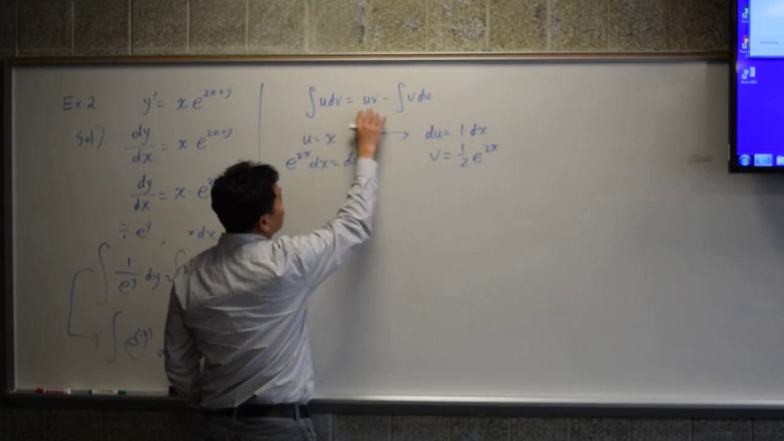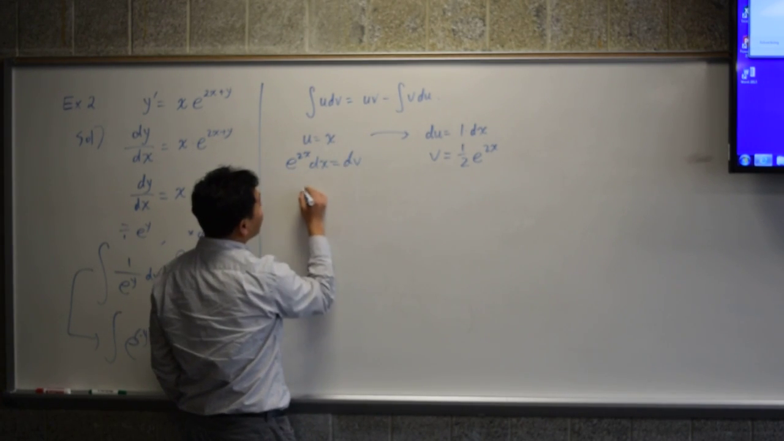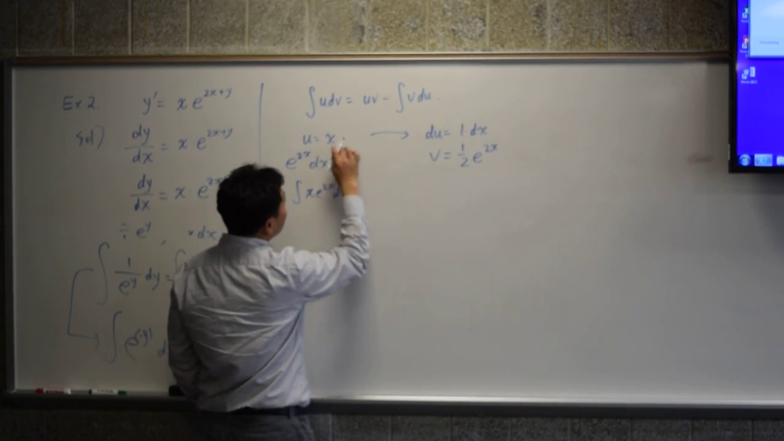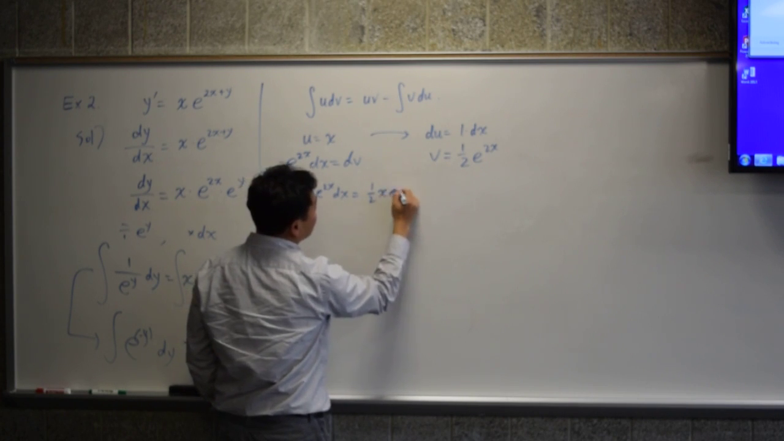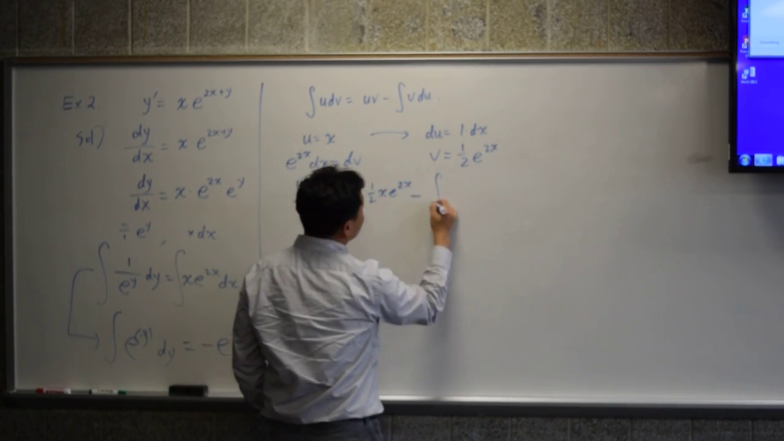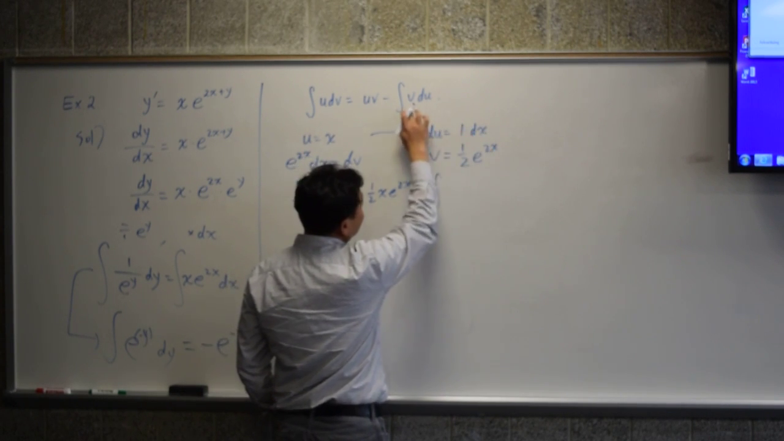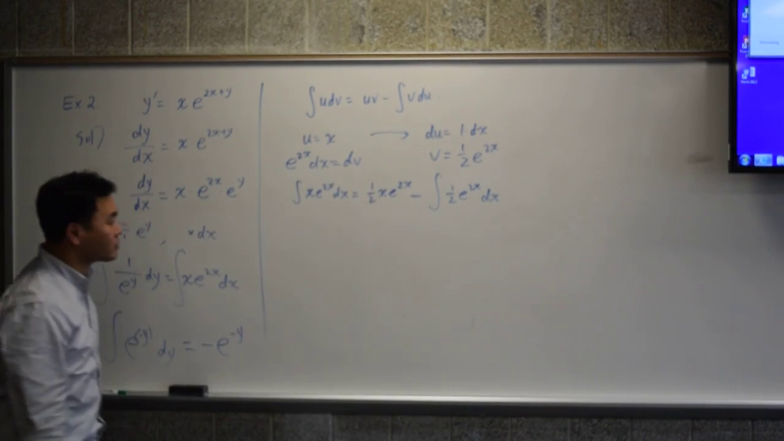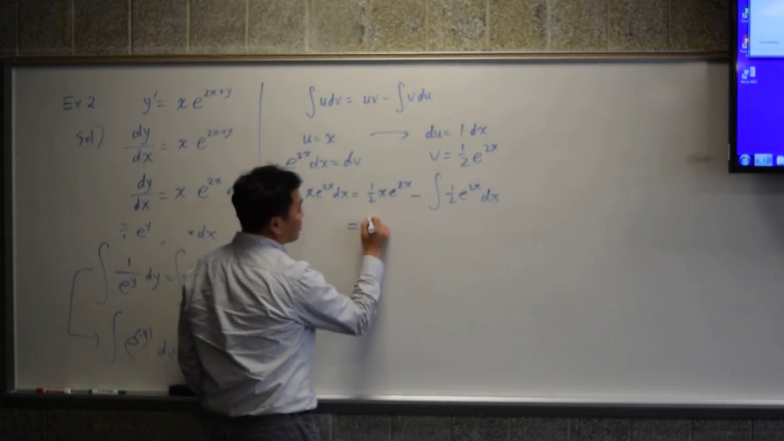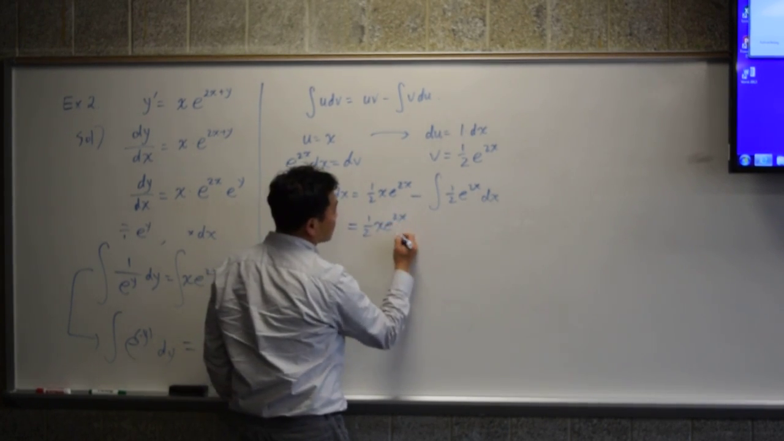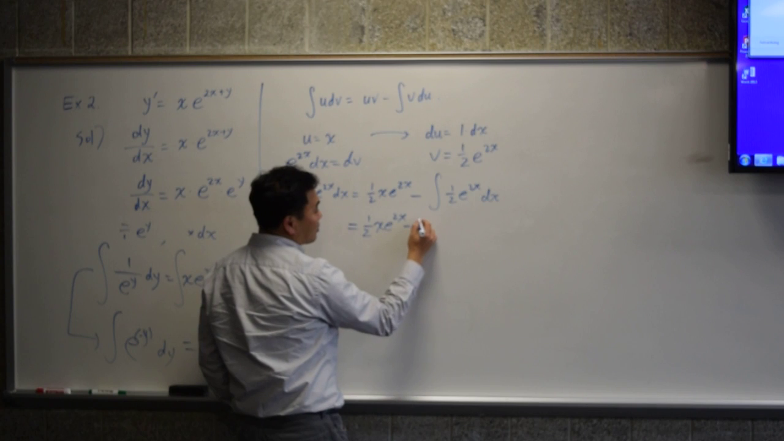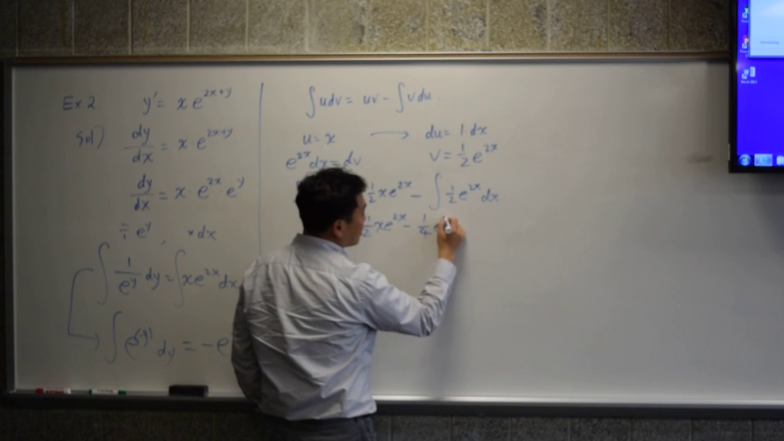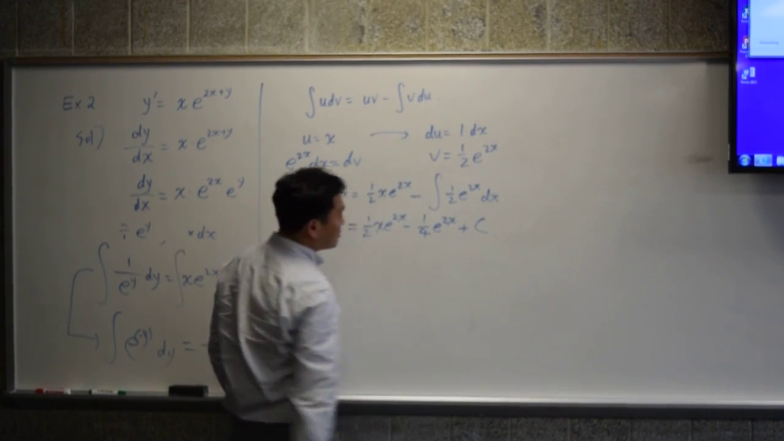Now we have everything to put into the right side. So the integration by parts tells us that the integral of x times e to 2x dx equals u times v, which is 1/2 x times e to 2x, minus the integral of v du. Du is the same as dx, and v is 1/2 e to 2x dx. And that's 1/2 x e to 2x minus the integral. 1/2 can be pulled outside, and integrating e to 2x again gives you another 1/2, so it's 1/4 of the e to 2x plus c.